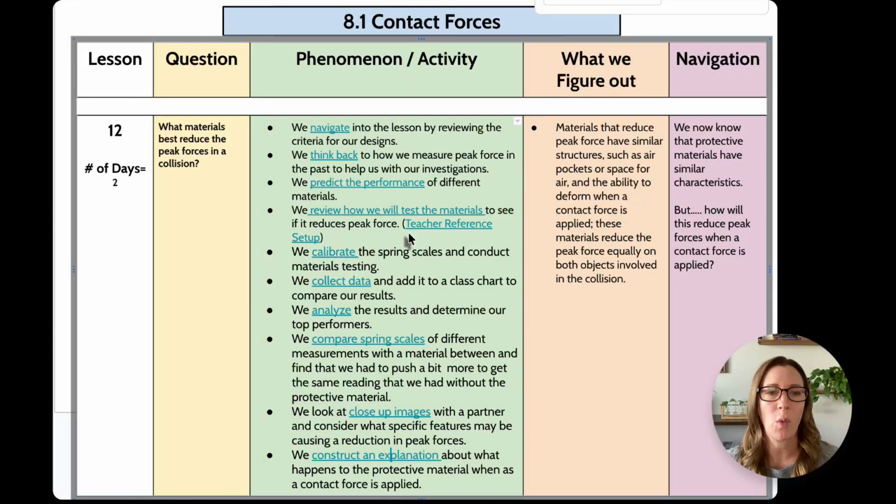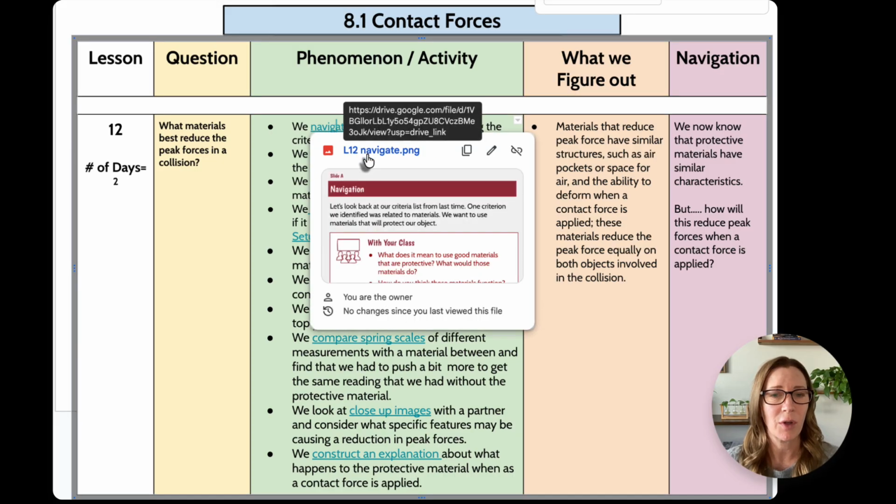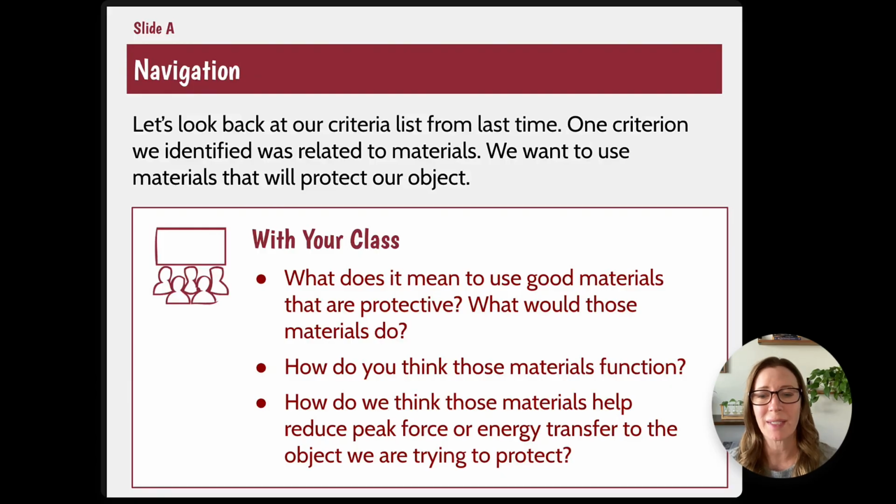In this video, I'm going to walk you through Lesson 12 of Unit 8.1 from OpenSciEd. In Lesson 11, we were introduced to thinking about designing a protective case for something that needs protecting, like a cell phone. And so we navigate into this lesson by considering the criteria and constraints that we set up in Lesson 11. We think about what does it mean to have good materials that are protective, and what is the purpose? What are those materials going to do?